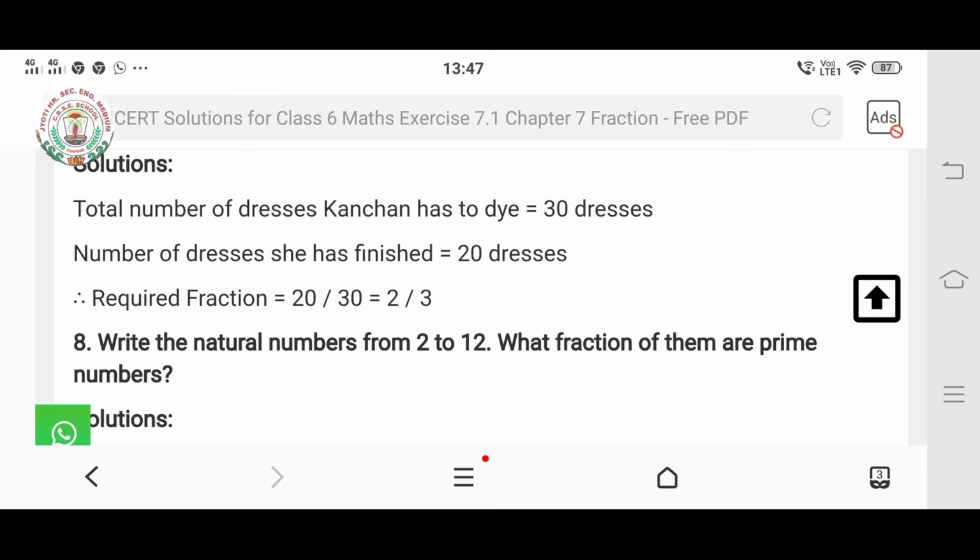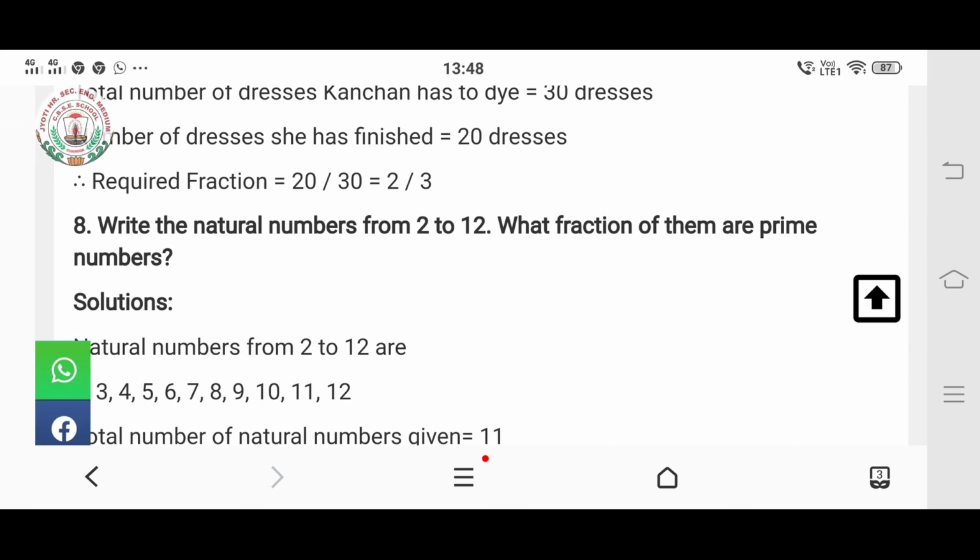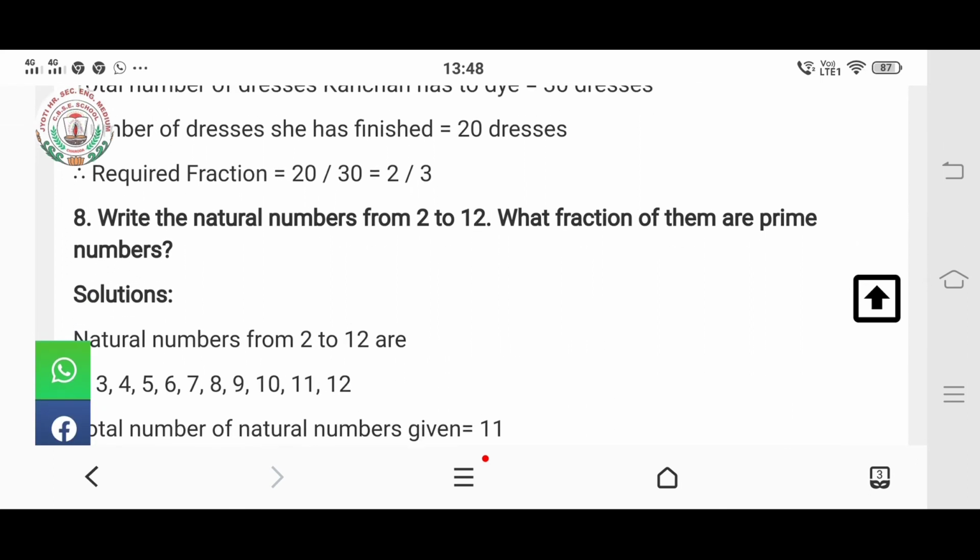So, what are the prime numbers? Starting from 2: 2, 3, 5, 7, then 11. These are the prime numbers from 2 to 12. So you have to write down the fraction of them. First you should write the natural numbers from 2 to 12: 2, 3, 4, 5, 6, 7, 8, 9, 10, 11, 12. These are the total numbers.